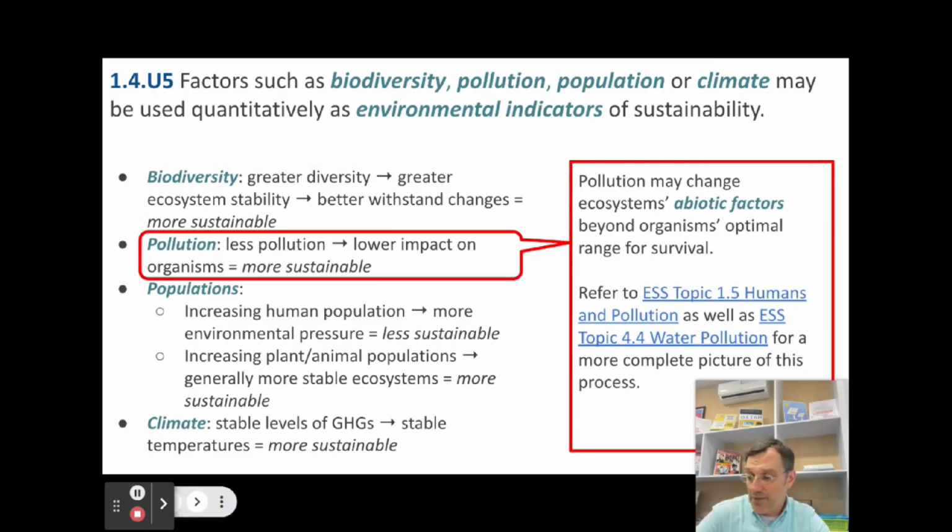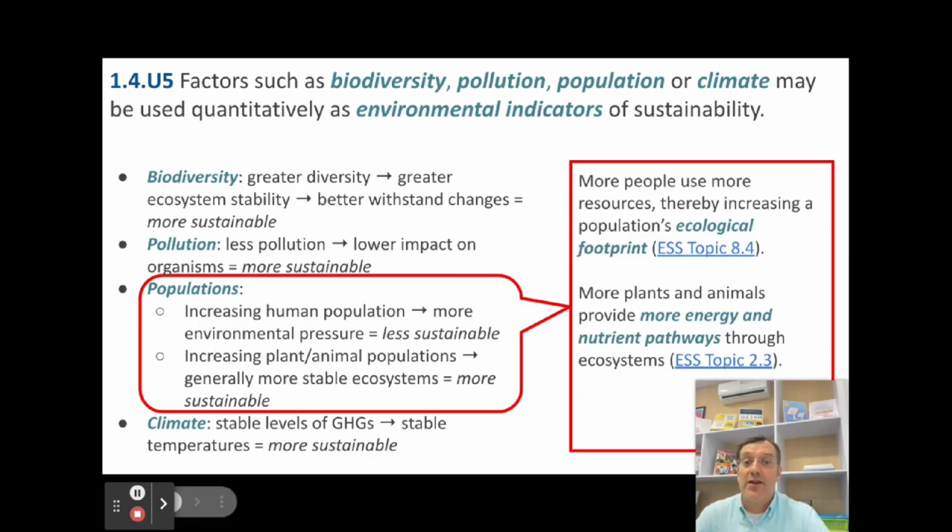Pollution. This is something that humans put into the environment that has an adverse or negative impact on the environment, generally affecting the abiotic factors, which then subsequently influence the biotic factors of the environment. Right? So the less pollution there is, the lower the impact there is on living organisms. Therefore, that's more sustainable. Our next topic in the syllabus is called humans and pollution. So we're going to look at some of the ways to measure pollution in that topic. We'll also touch on it in the subtopic dedicated to water pollution in topic 4 that will come up later this year.